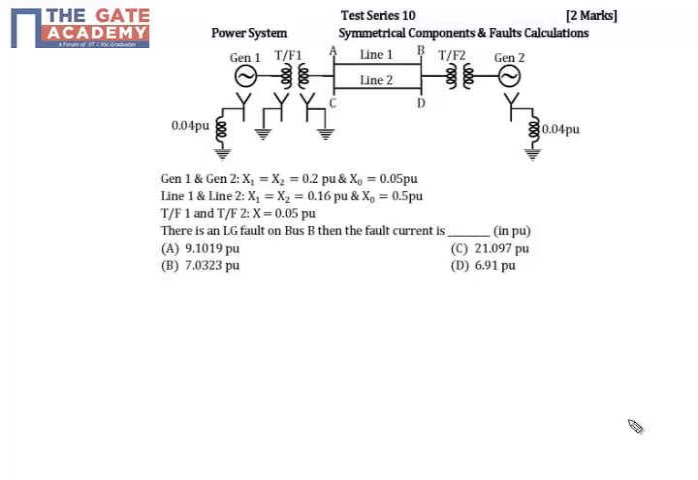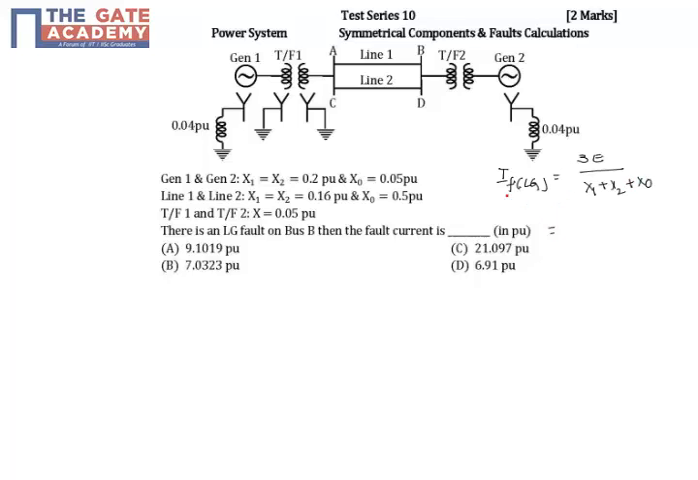So in the given problem, we are given two generators with two transformers and two transmission lines which are in parallel. He is asking what is the fault current if a line to ground fault appears at bus P. We know that if a fault appears in a power system, the fault current in case of a line to ground fault is equal to 3 times E by x1 plus x2 plus x0.